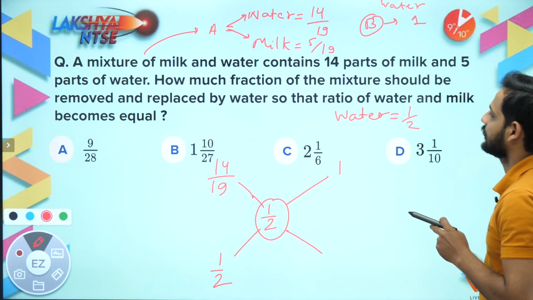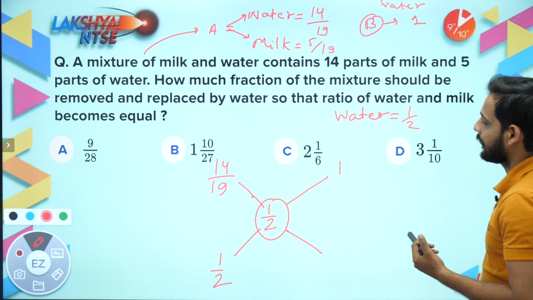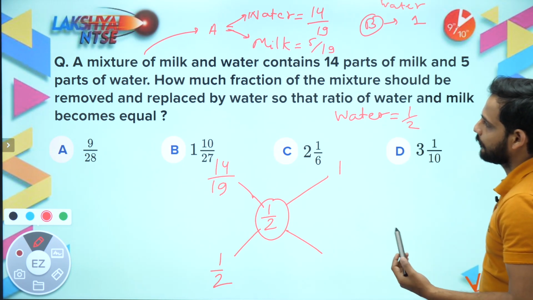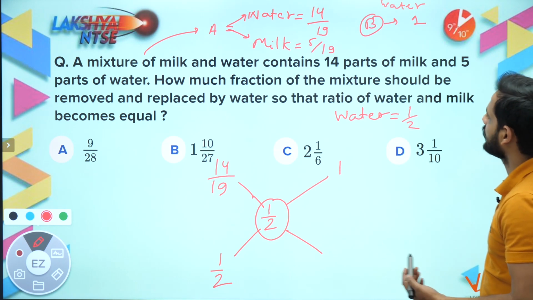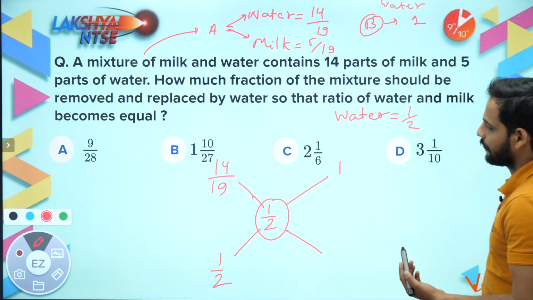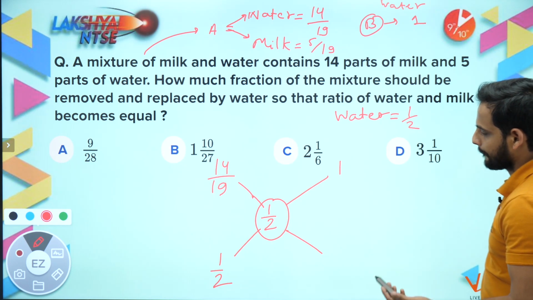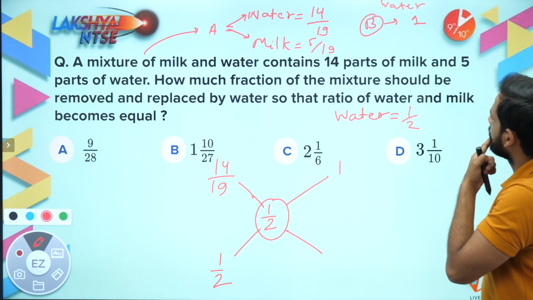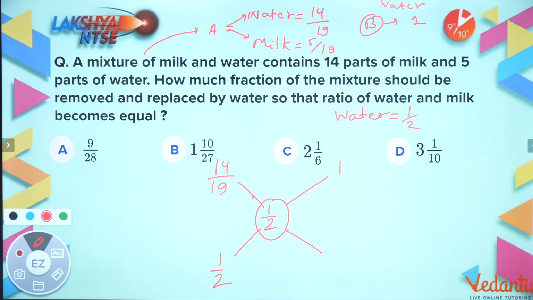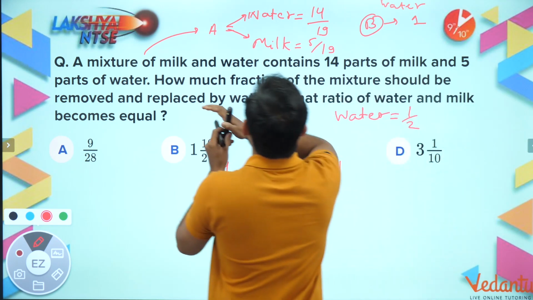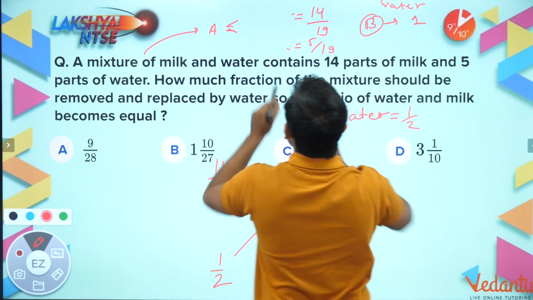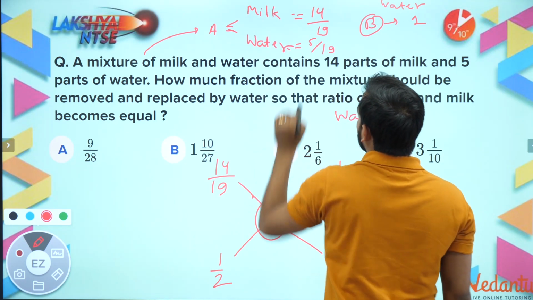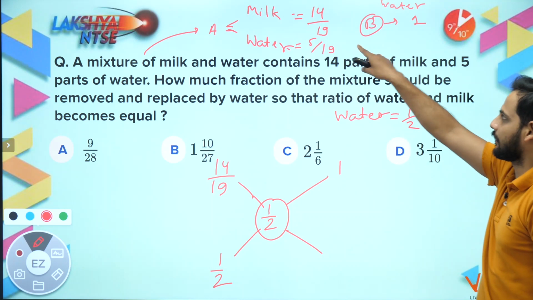How much fraction of the mixture should be removed and replaced by water, so that the ratio of water and milk becomes equal? So if I am removing it, when I remove it, let's check. Okay, so ratio of milk and water. That is what I was making a mistake. It is not water and milk, beta, it is milk and water. That is why it was not working.